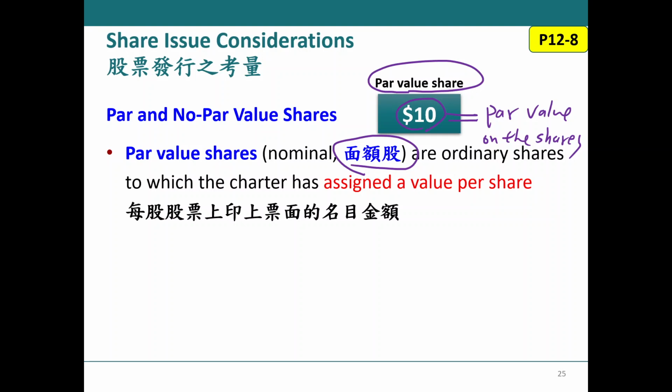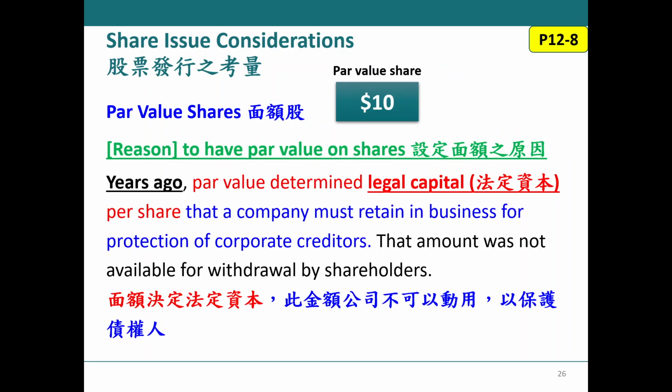Even though we don't require them to do that, they still use the previous rules to put the par value $10 on the share. So there's par value shares, 面额股. Par value shares means you could find $10 on the shares. Okay. But why? What's the point? We put $10 on the shares.